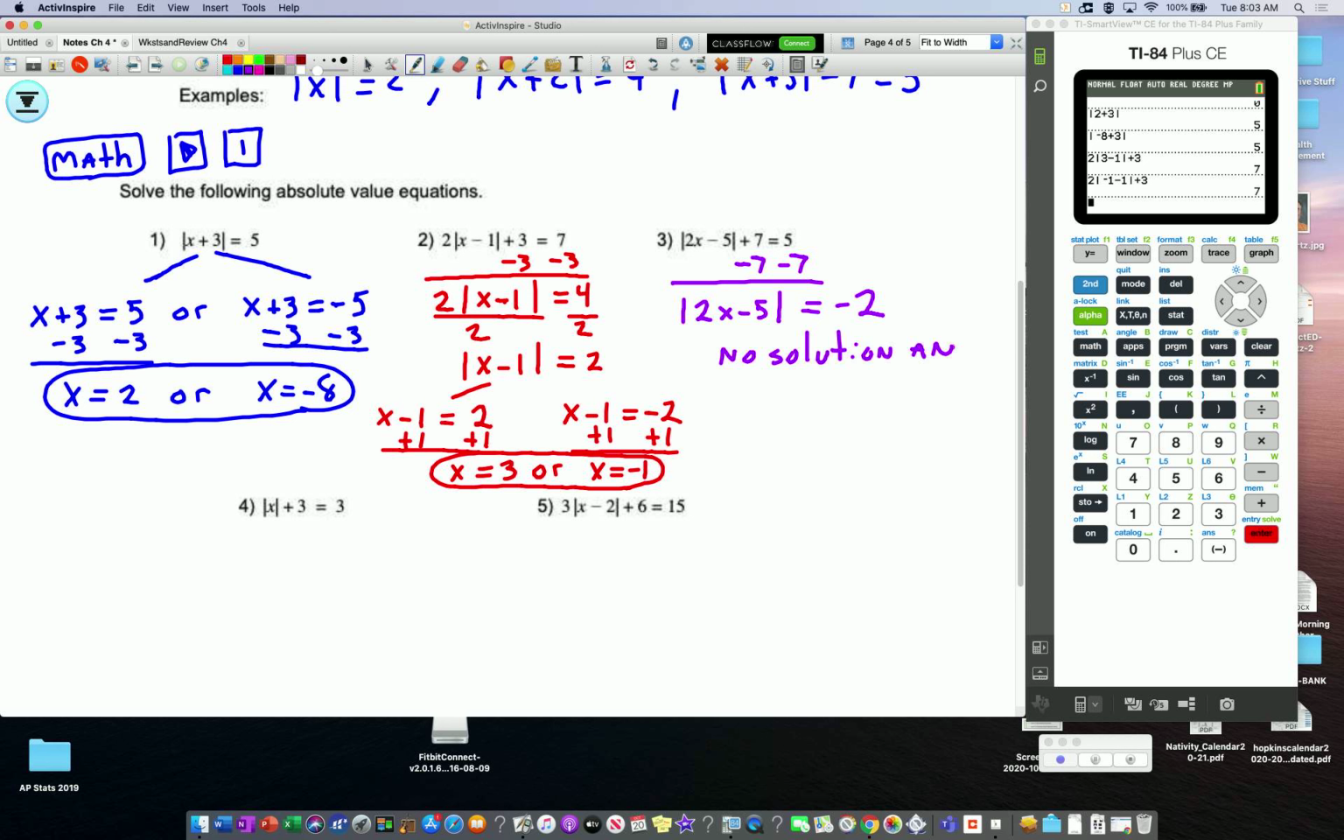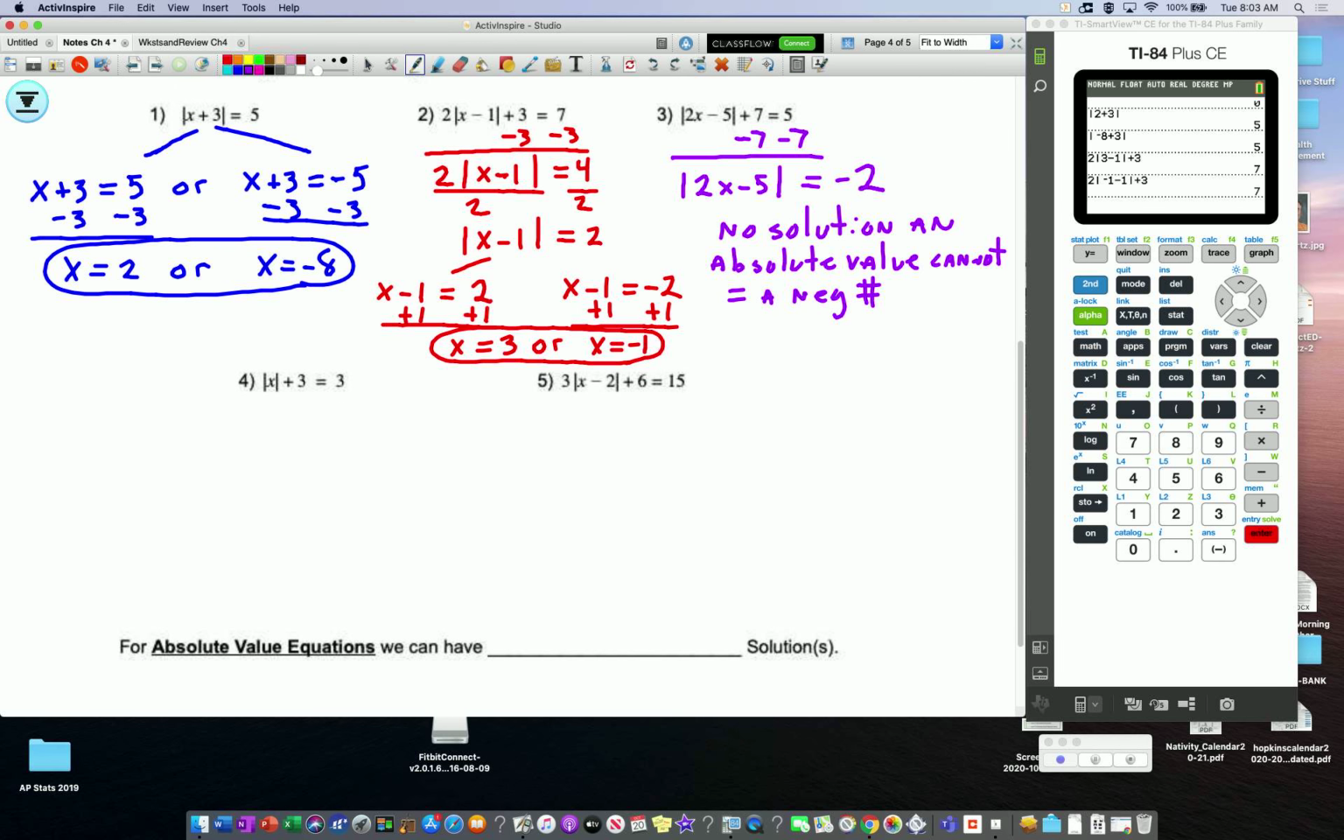An absolute value cannot equal a negative number. Wow, that made that problem a whole heck of a lot easier. All right, let's take a look at the next one.